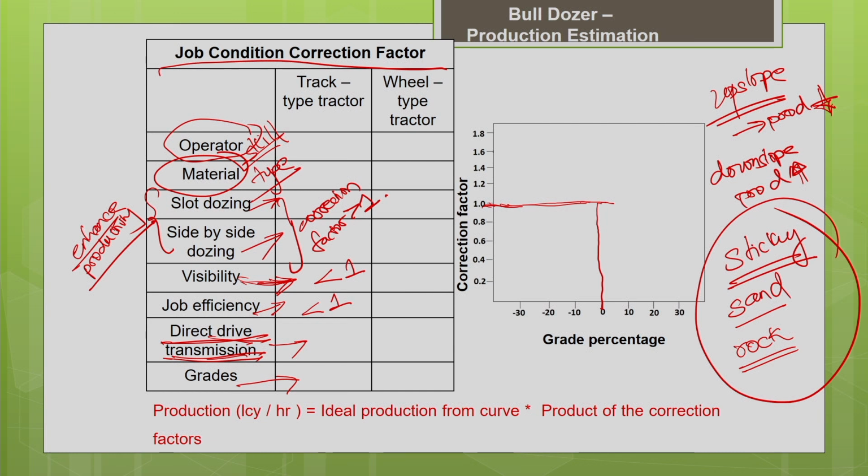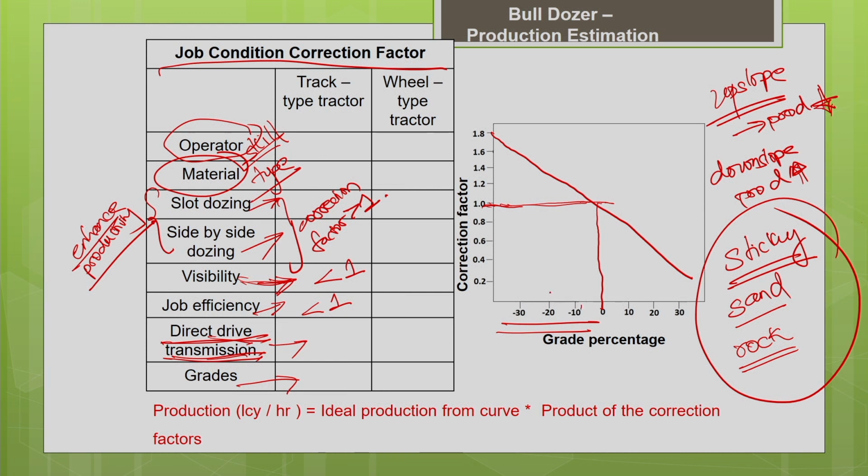But if your terrain is going to be down the slope, say the slope percentage is minus 10%, minus 20% or minus 30%, in that case, your productivity will be increasing. So that means your correction factor will be greater than 1. So it may go like this. This curve you can get from the equipment handbook or the literature. Okay, I have just drawn it approximately to show you.